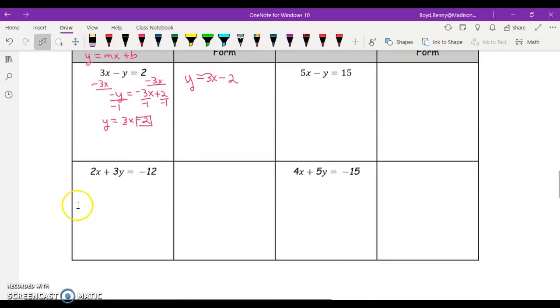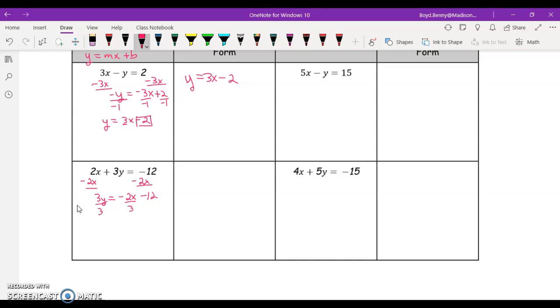All right, move on down. Let me do another one, and I'll let you guys come back and do the your turns. Okay, so here I've got 2x plus 3y equals -12. Again, I'm going to subtract the 2x first. Cannot subtract those because they're not like terms, but I can rewrite it as -2x minus 12.